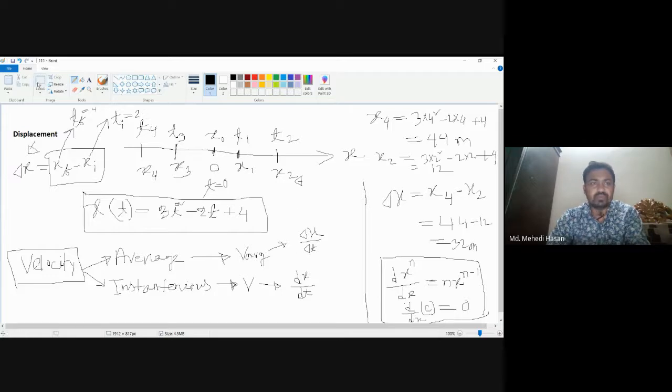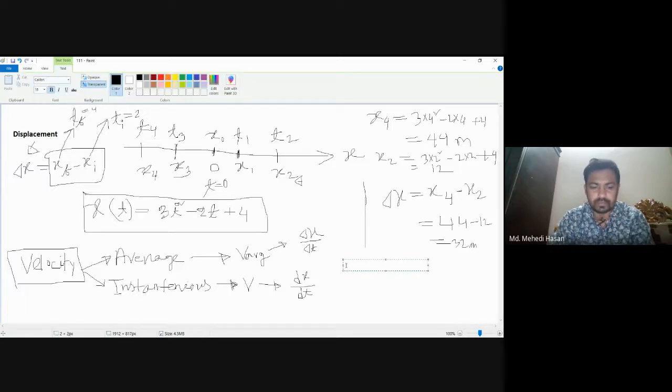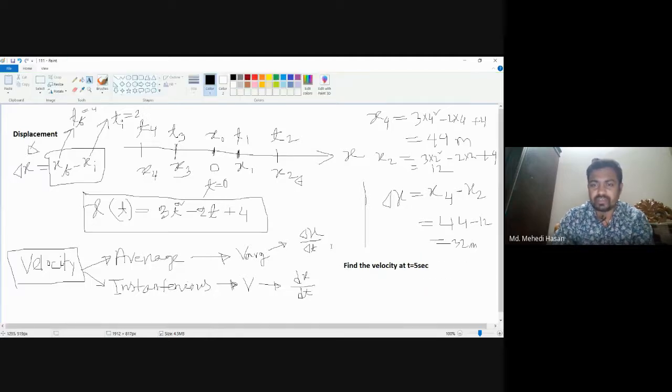So for example, if the question is given, say, find the velocity at t equal to, say, 5 seconds. Okay, at t equal to 5 seconds. So this is the first one. The first question is find the velocity at t equal to 5 seconds. So if you consider this is the first question, question number A, and another question, say question number B, is like that.